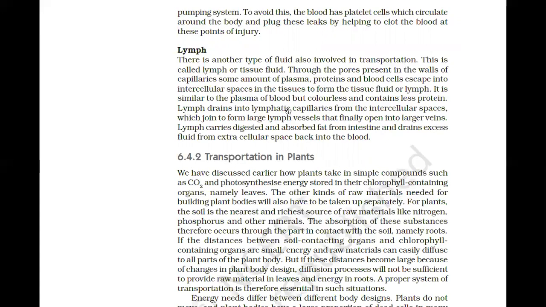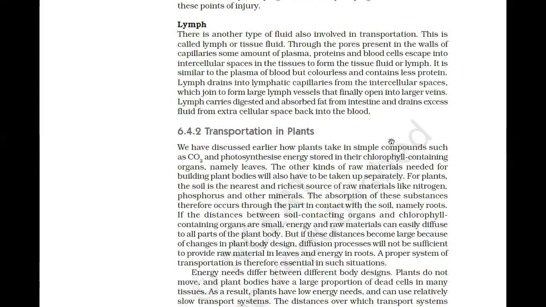Lymph drains into lymphatic capillaries from the intercellular spaces, which join to form large lymph vessels that finally open into larger veins. Lymph carries digested and absorbed fat from the intestine and drains excess fluid from extracellular space back into the blood. Transportation in plants.